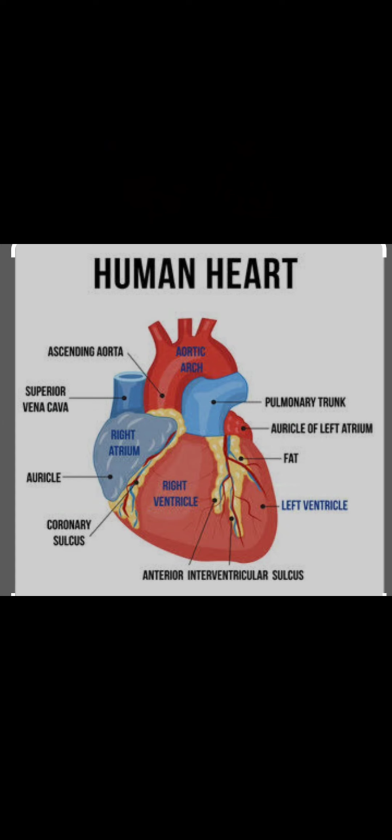So today we are going to discuss the anatomy of the heart. The heart is a hollow cone-shaped muscular organ. The heart beats about 2.5 billion times in an average lifetime. It is a small organ, about 12 cm in length, 9 cm in width and 6 cm in thickness.